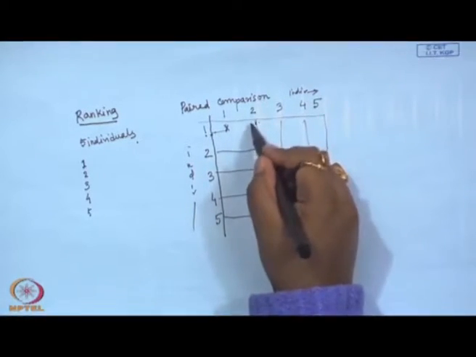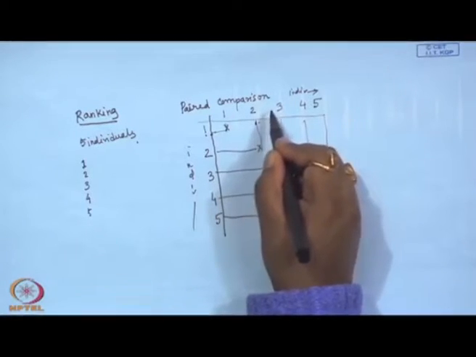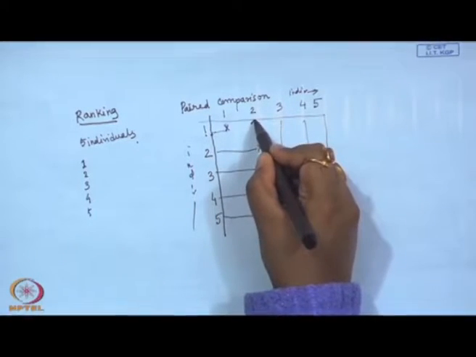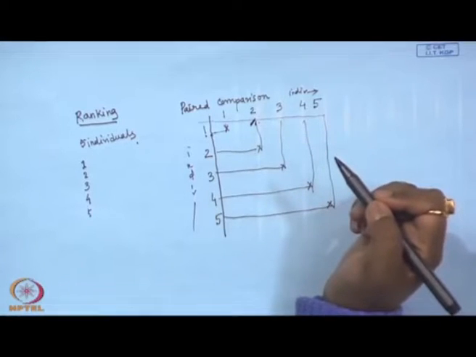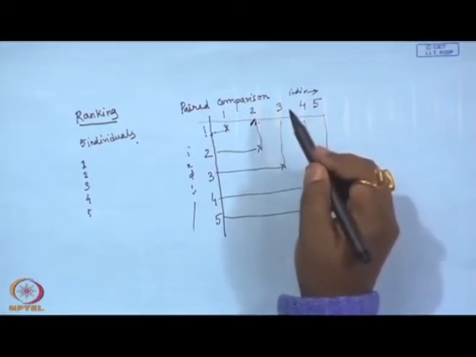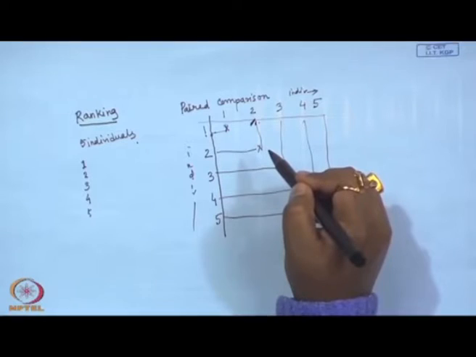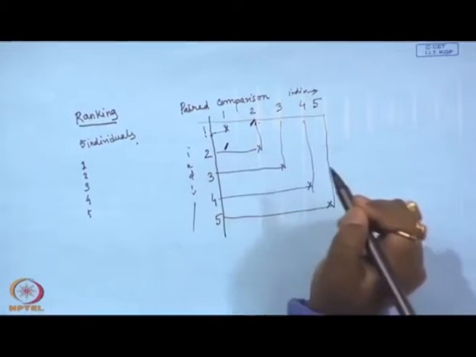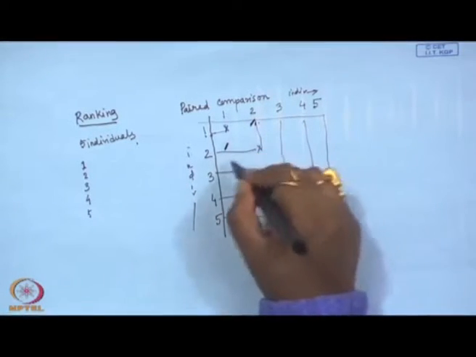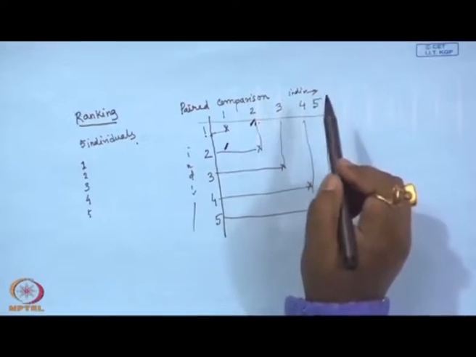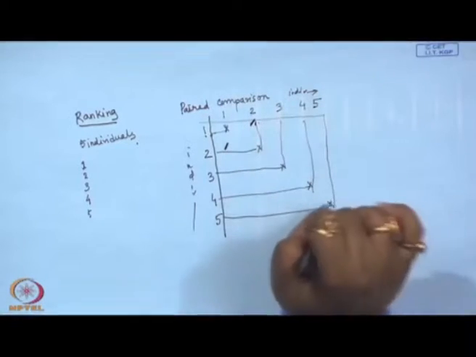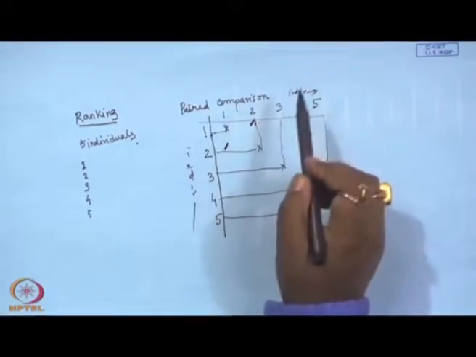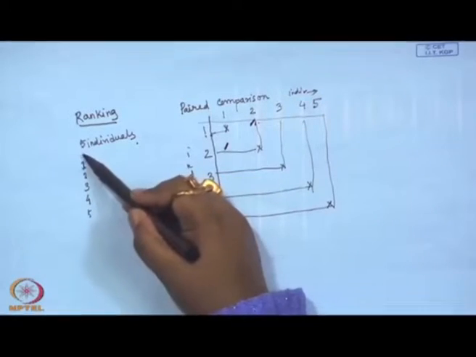or 1 is chosen as a better performer when we are comparing 1 with 2. So, if 2 gets, some people may tell okay 2 is a better performer than 1. So, we will put a slash over here, but if somebody tells okay no, 1 is better than 2, so we will put a tick over here.